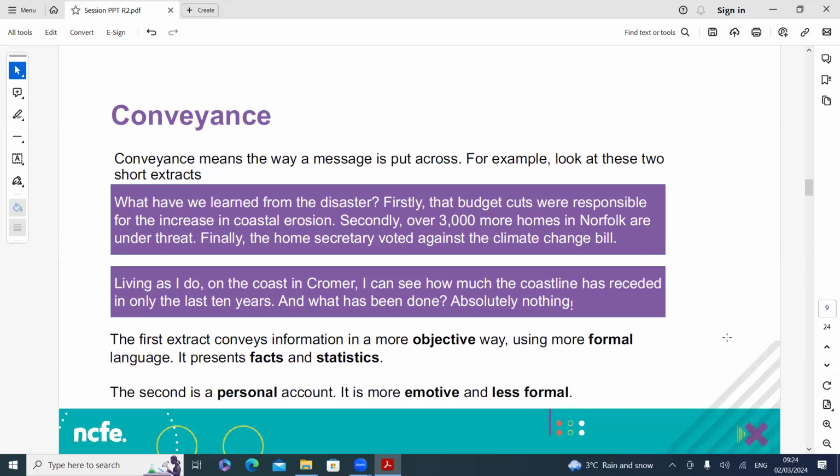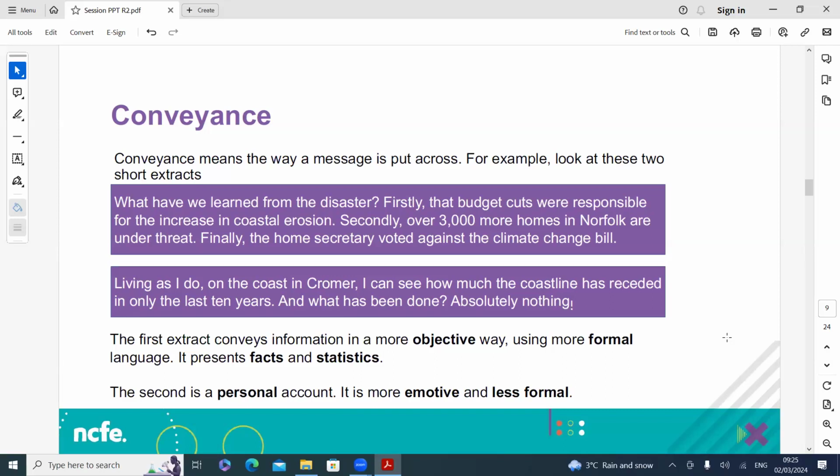The Home Secretary voted against the climate change bill. Again, you could go away and check that. Is it true? It's verifiable facts. In the second example, this is a personal account. So we've got those personal pronouns, I.